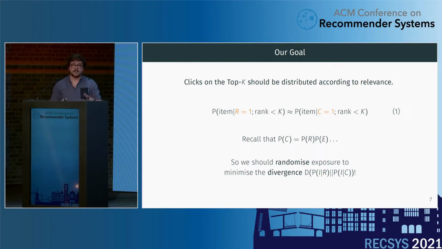But because we said that clicks are actually just factorized into relevance and exposure, if you want clicks to be dependent on relevance alone, this means that we should be randomizing exposure. And randomizing exposure is a fancy way of saying we need to shuffle the top K. That all sounds very nice, but if we shuffle the entire top K for a large K, this might be a very bad idea, because then we might just be getting no clicks at all anymore.